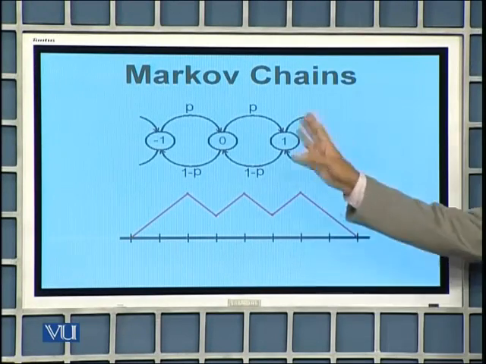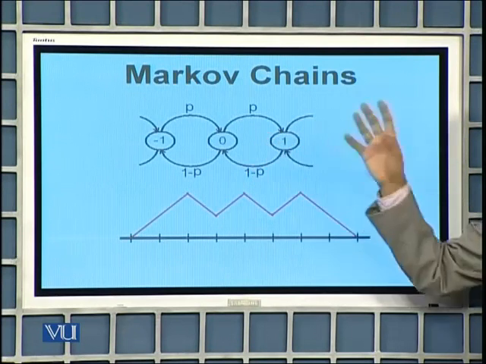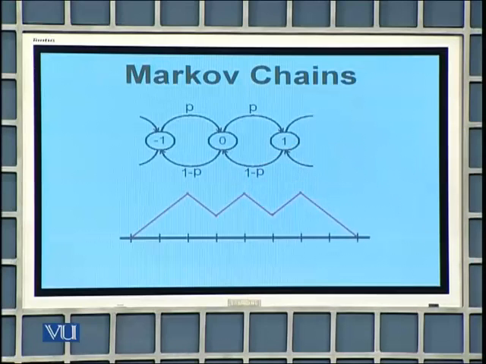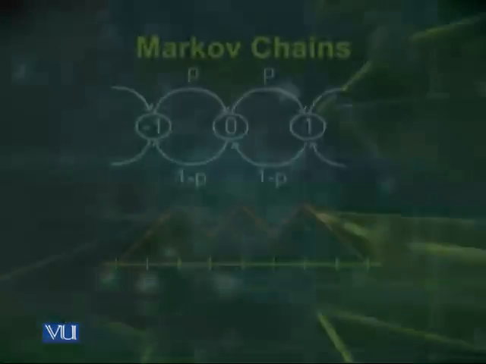You can see that this is a periodic Markov chain. It's not possible for this Markov chain to come back to the starting state in an odd number of steps. You will always need an even number of steps to come back.